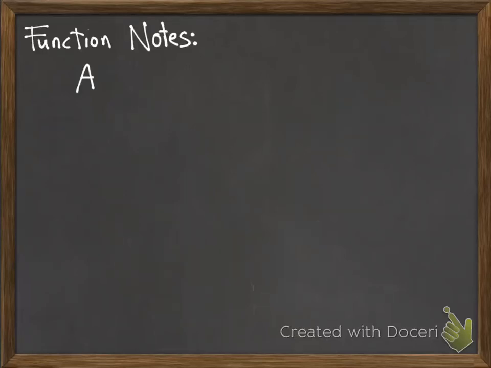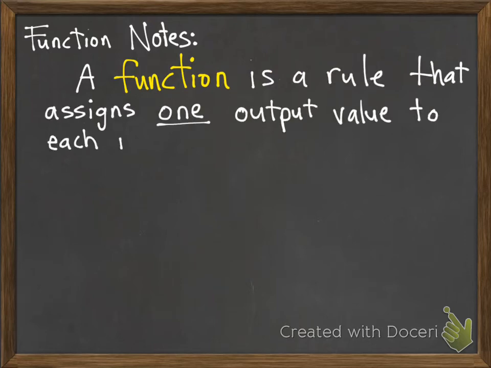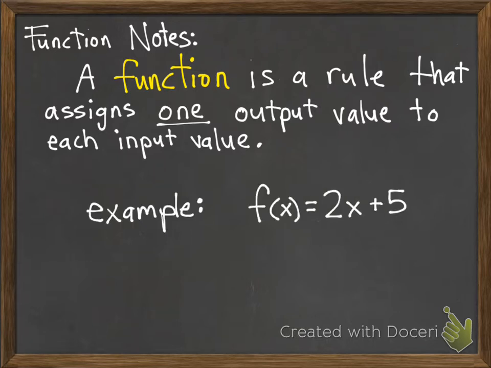This lesson is about functions. A function is a rule that assigns exactly one output to every input. This means if I plug in a number, I should get out one answer. We use something called function notation. F of x equals 2x plus 5.